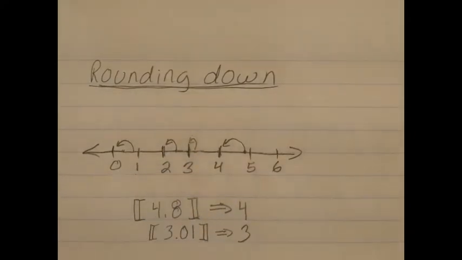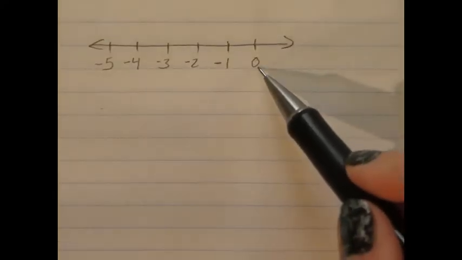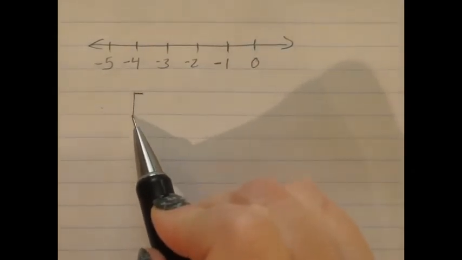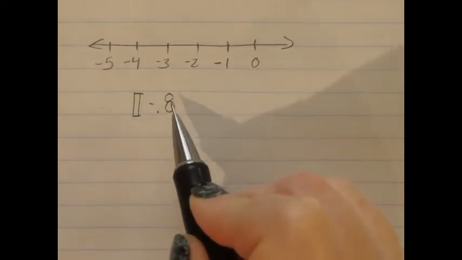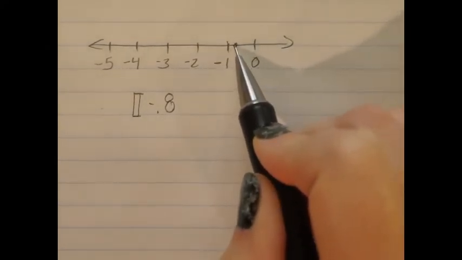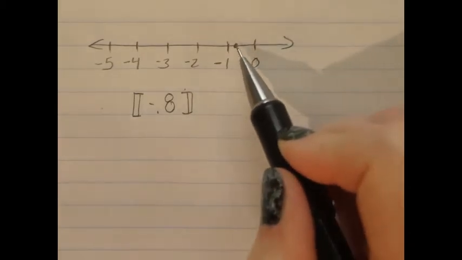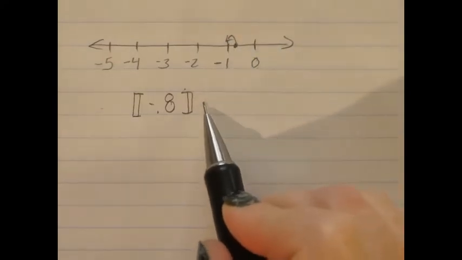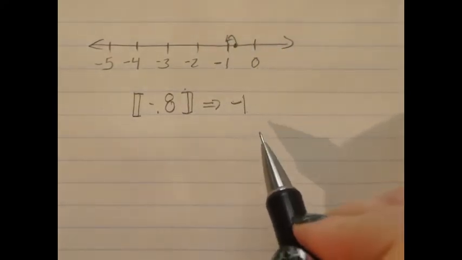That's how rounding down is for positives. It feels a little bit stranger when we're dealing with negatives. So if I have negative 0.8, again, you round down to the nearest integer. So when I round this, I'm going to round it to the nearest integer below, which is negative 1.